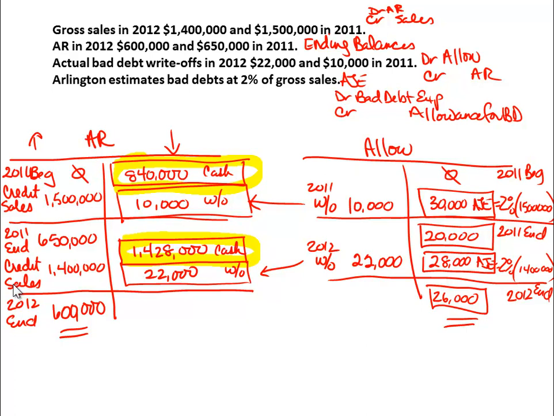In 2012, I wrote off $22,000, so that'll show up as the debit. I need to figure out what my adjusting journal entry is, and it's going to be 2% of gross sales. Gross sales in 2012 were 1.4 million, so 2% of 1.4 million is $28,000. So the beginning balance of $20,000 plus $28,000 minus the write-offs of $22,000 gives me the ending balance for the year of $26,000. So it's kind of like CSI accounting, isn't it?